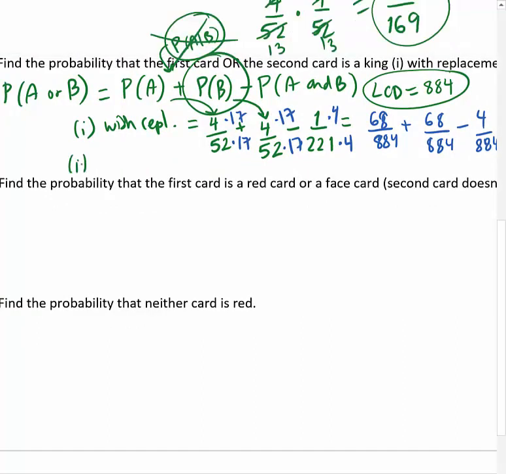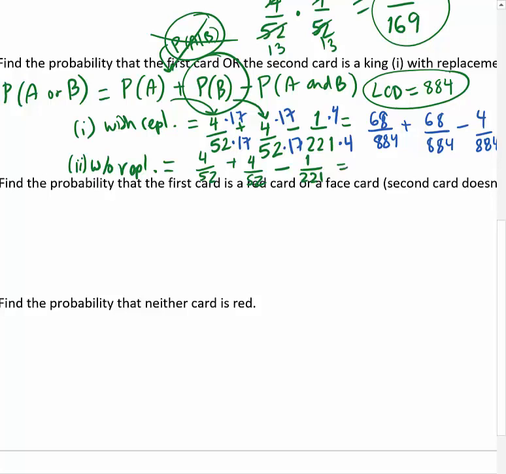Then without replacement, the only difference is that the first fractions, the probability of A and the probability of B, are the same whether it's replacement or not. It's only the probability of A and B that changes. We'll use the one we got from part B in this problem.